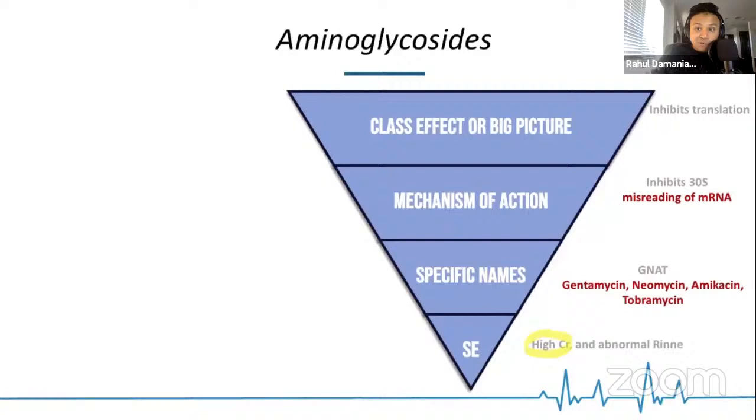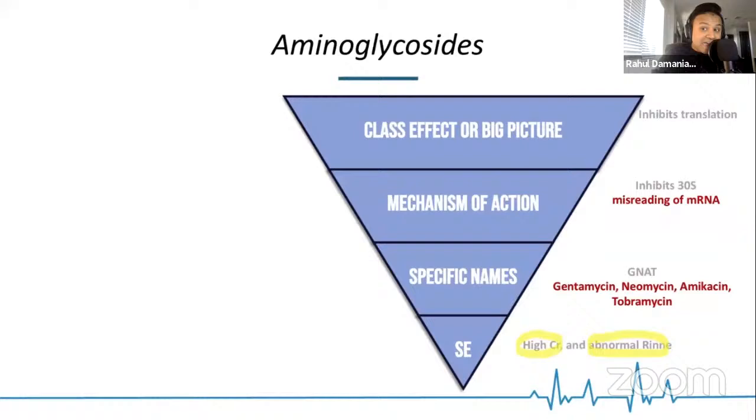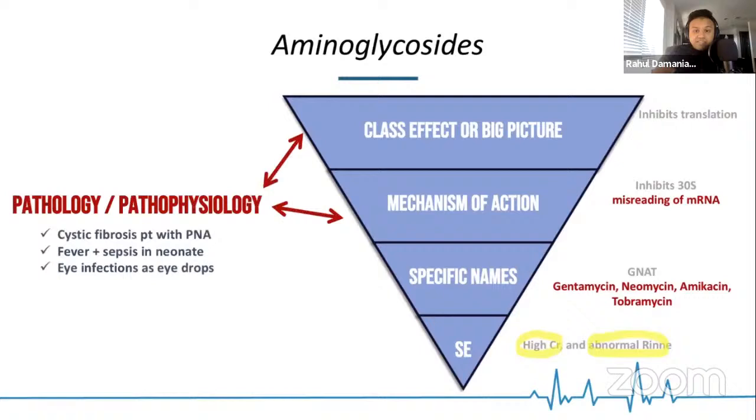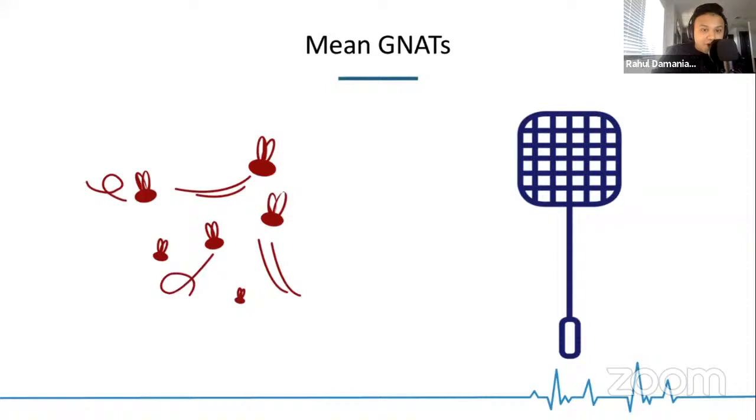And so look, this is how the USMLE goes for it. They put high creatinine, or they are ototoxic as well. And so you can get an abnormal Rinne test, i.e., sensorineural hearing loss. The pathology vignettes associated with aminoglycosides are those cystic fibrosis patients who have pneumonia, because remember, aminoglycosides cover Pseudomonas. Fever and sepsis in a neonate: remember, you want to cover GBS and E. coli with gentamicin, for example. And then eye infections, you can use tobramycin drops, for example. So the mnemonic for aminoglycosides is mean gnats: gentamicin, neomycin, amikacin, tobramycin.